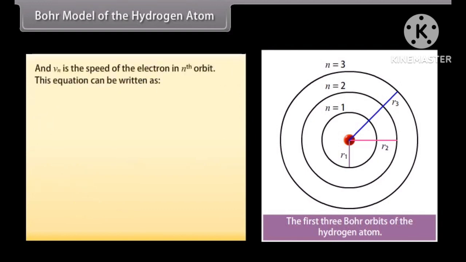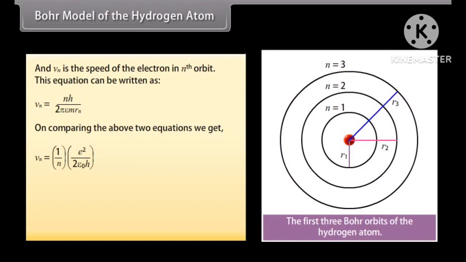And v_n is the speed of the electron in the nth orbit. This equation can be written as v_n equals nh upon 2 pi m r_n. On comparing the above two equations, we get the expression of velocity and radius of the nth orbit. v_n equals 1 upon n multiplied by e square upon 2 epsilon naught h. And r_n equals n square multiplied by h square epsilon naught upon pi m e square, which equals n square a naught, where a naught is equal to 0.529 angstrom.